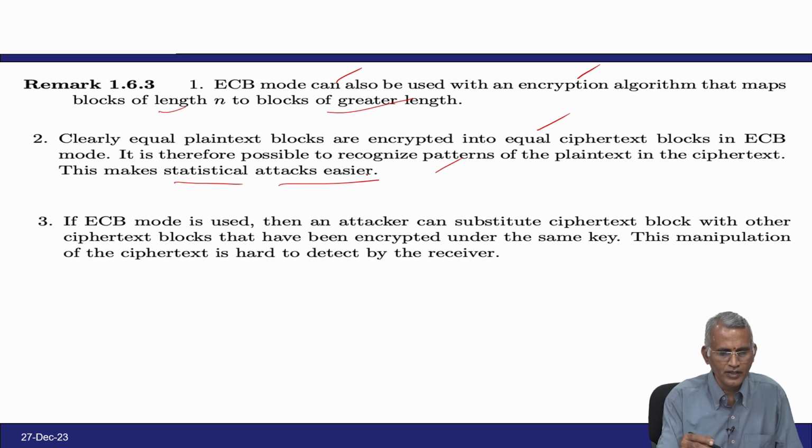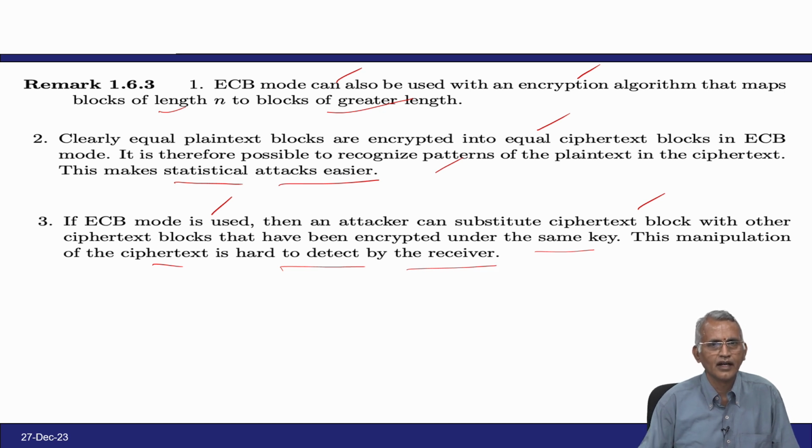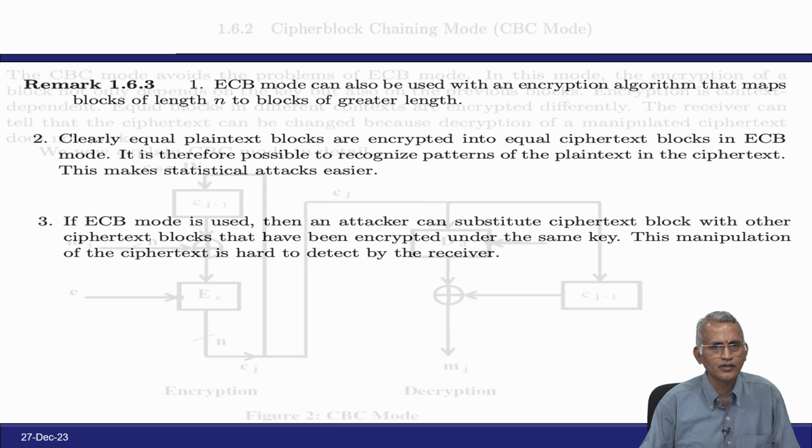If ECB mode is used, then an attacker can substitute ciphertext blocks with other ciphertext blocks that have been encrypted under the same key. This manipulation of the ciphertext is hard to detect by the receiver. So, that is the point we have to make a note of for ECB mode.